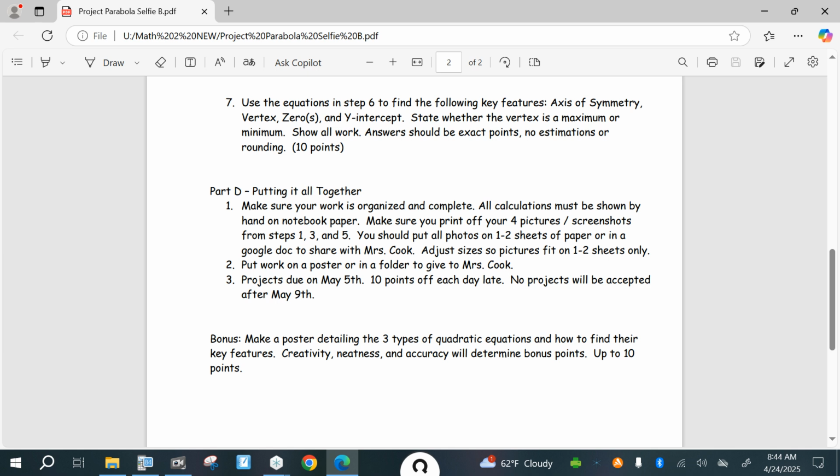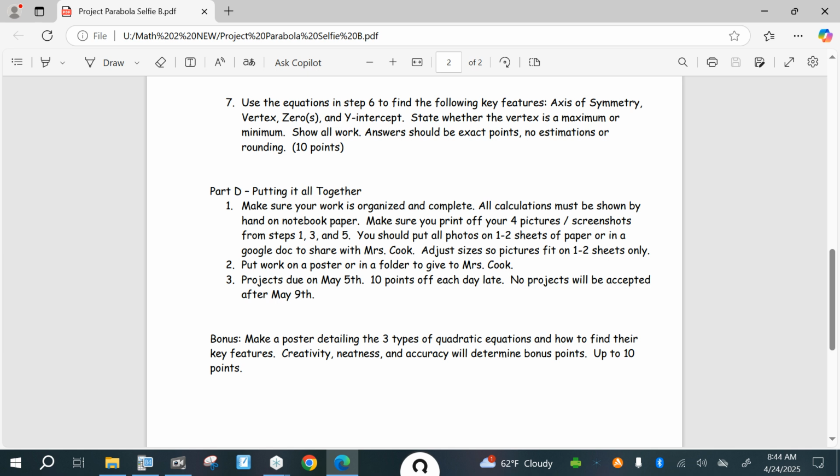Bonus: if you want up to 10 points bonus, you make a poster displaying our 3 quadratic forms that we have, so standard, vertex, and factored, with all of your information on it about how to find key features, converting equations, basically everything in this unit. Make a nice poster board of that, and that will give you up to 10 points. Creativity and accuracy of the information get you the most points. All right, are there any questions about the project?